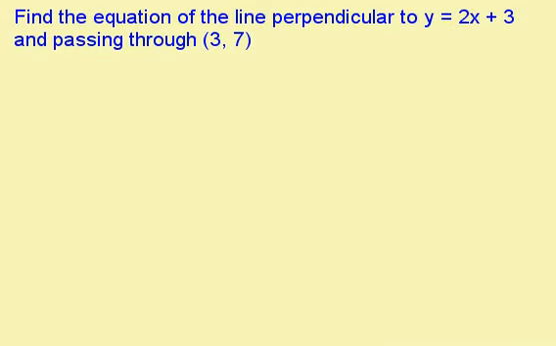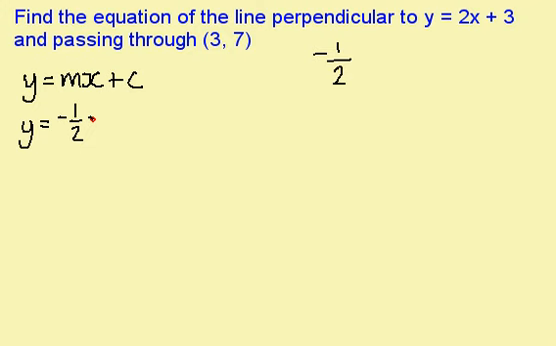This would be a typical exam question. I know that the equation of every straight line takes the form y equals mx plus c. And I know that I'm looking for the line which is perpendicular to this equation. So I know that my gradient m is going to be minus 1 over this gradient here, which is 2. So I know that my gradient is minus 1/2. So I have y equals minus 1/2 x plus c. I know that a point on this line is 3, 7. So I have an x value of 3 and a y value of 7. I'm going to substitute these values into this equation.